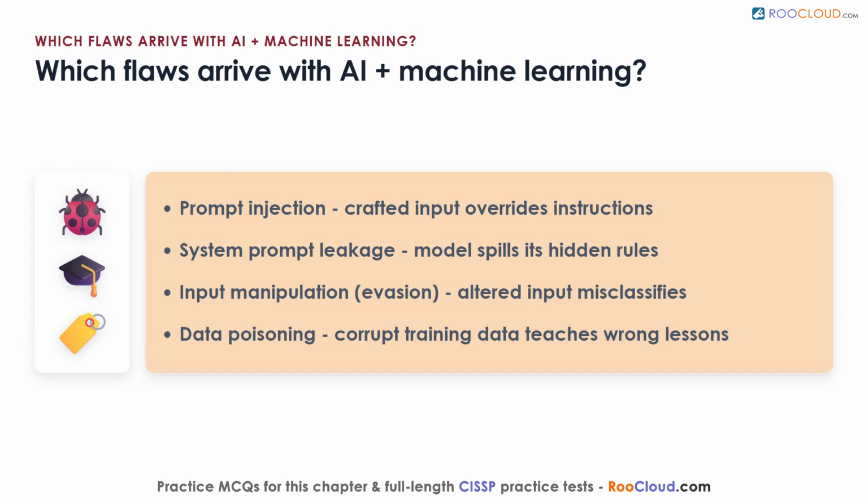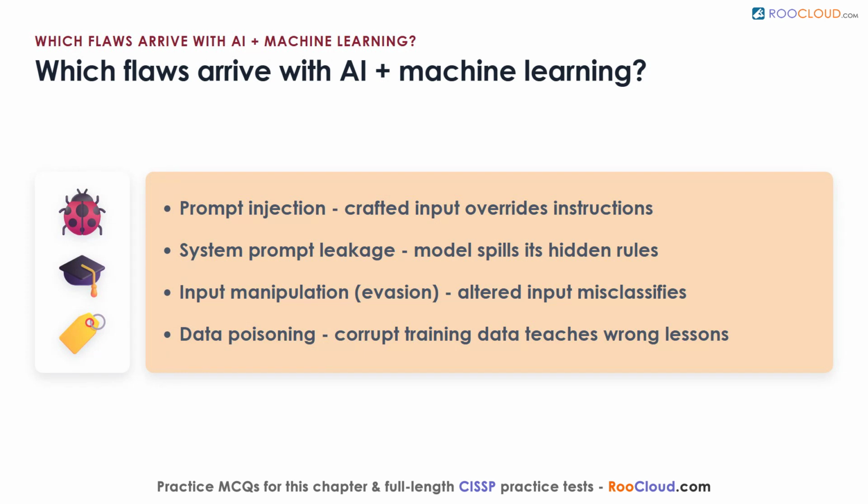Input manipulation, also called an evasion attack, feeds the model subtly altered input that makes it misclassify, while data poisoning corrupts the training data itself so the model learns the wrong lessons or hides a backdoor. The lesson is to treat every interaction with the model as potentially hostile and to secure both the training pipeline and the live environment. Think of slipping a forged instruction into a clerk's stack of orders so they carry it out without question.